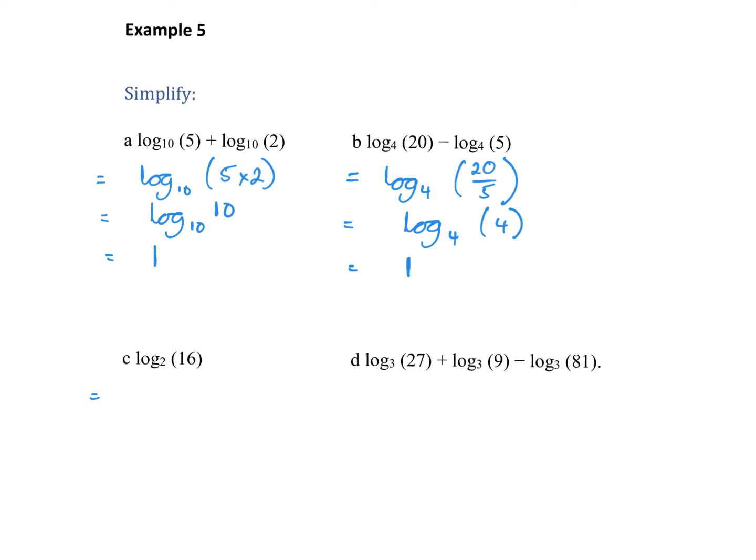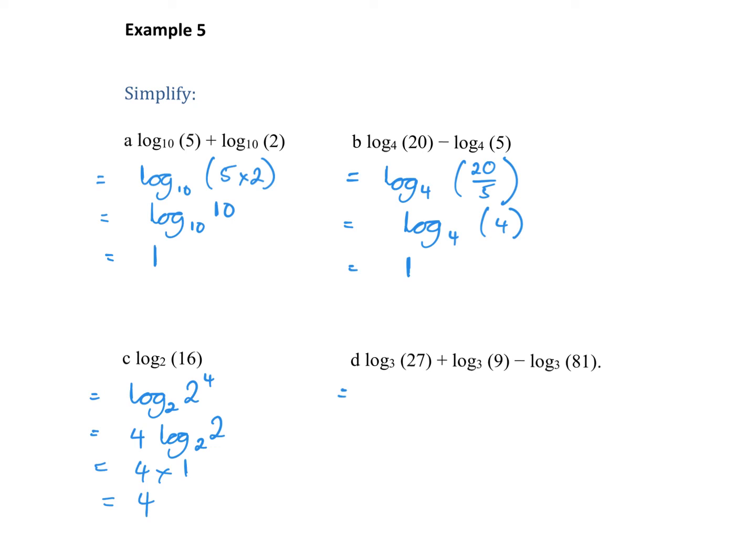Next one, log base 2 of 16. What I would always try and do is see if I can write the expression with a base of 2. So 2 to the power of 4 is equal to 16. And we know from our rules that you can bring the 4 down in front because it's a power, and I've got log base 2 of 2, which is 1. And so I get 4 times 1, which is equal to 4. Again, the more you practice, the easier it becomes.